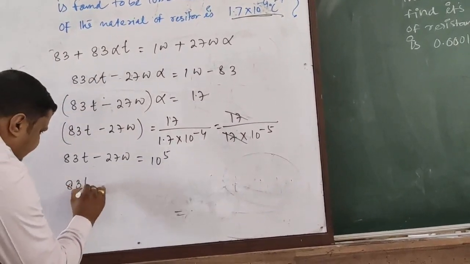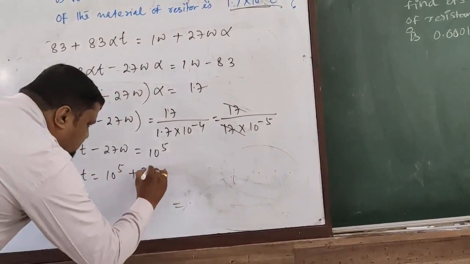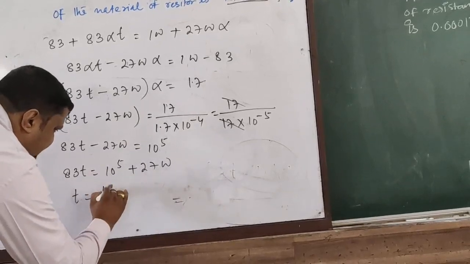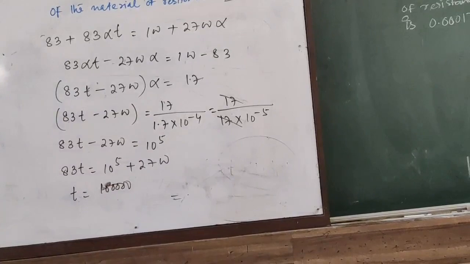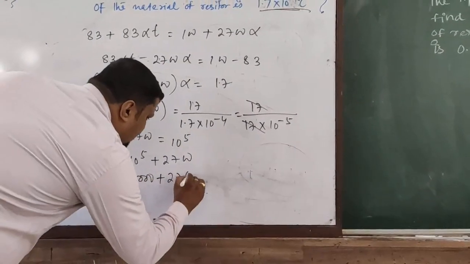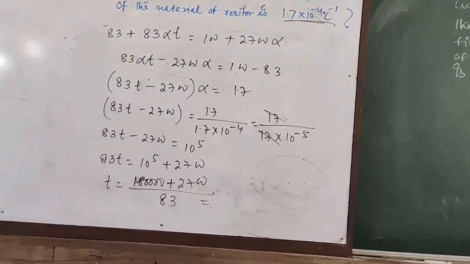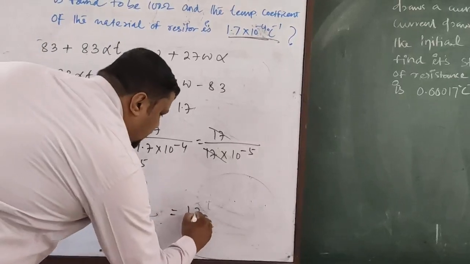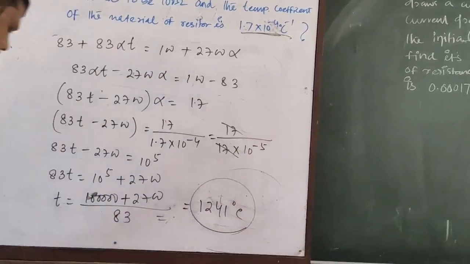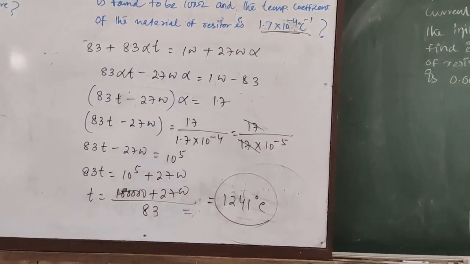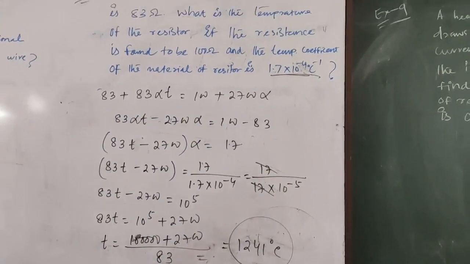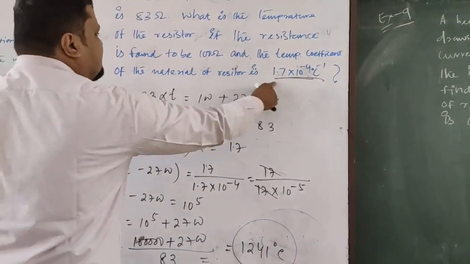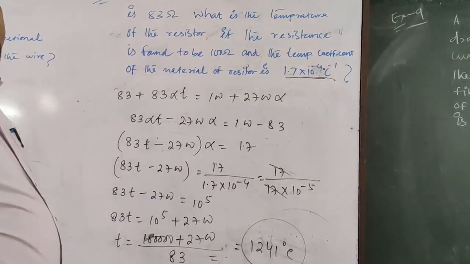So 83T is equal to 10 to the power 5 plus 2700. So T is equal to 10 to the power 5, which means 1 followed by 5 zeros, plus 2700, divided by 83. If you solve this one, you will get 1241 degrees centigrade. This is the temperature at which the resistance is found to be 100 ohm, with this resistivity of the material.